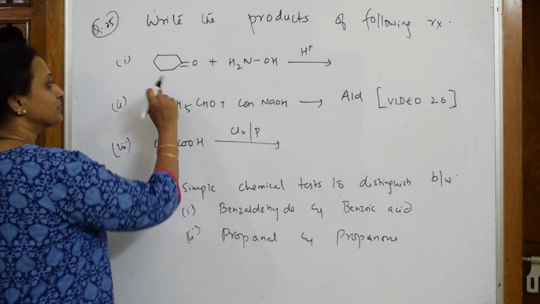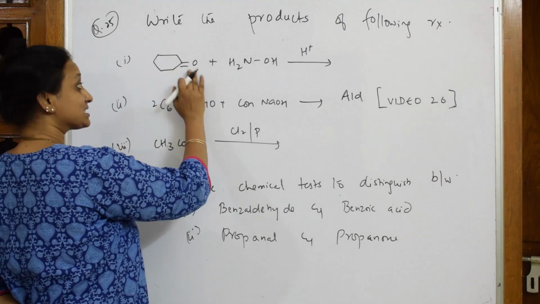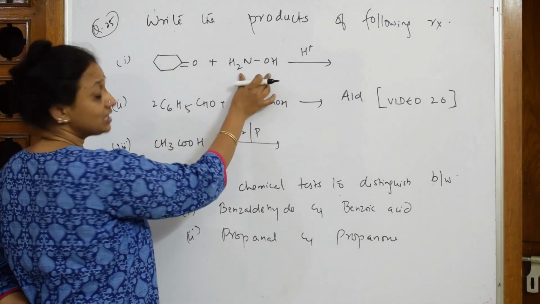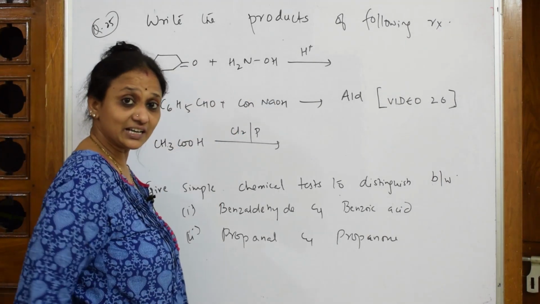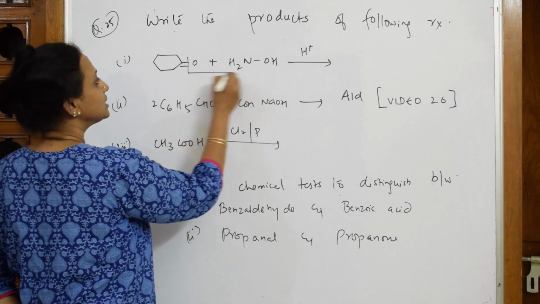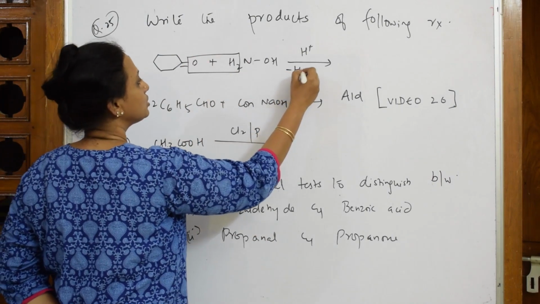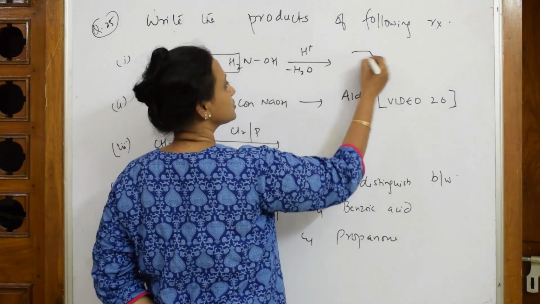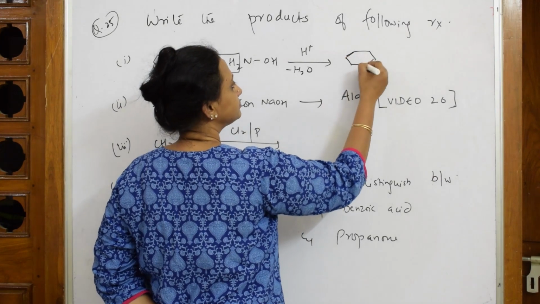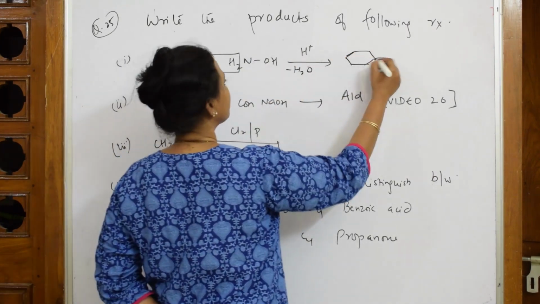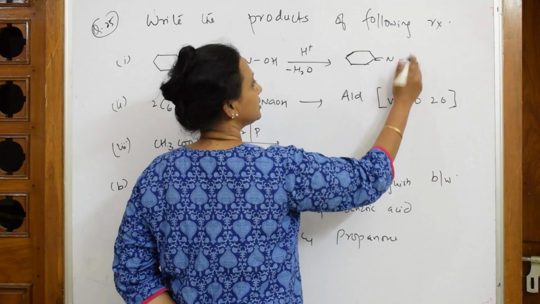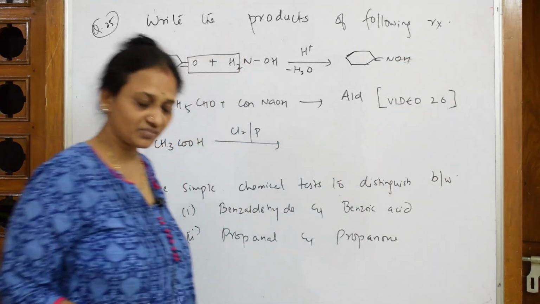Nothing to do, simple. Whenever you see cyclohexanone and you're given hydroxylamine, I did aldehydic reactions, isn't it? Simple as that. You're just supposed to remove a water molecule and join these two. So join, the double bond is still there, NOH, that's it. You write NOH. Done? Right.